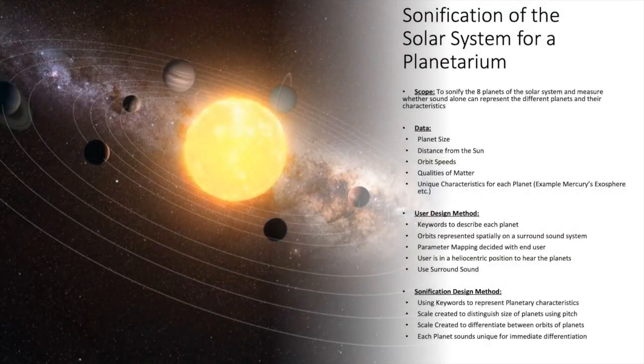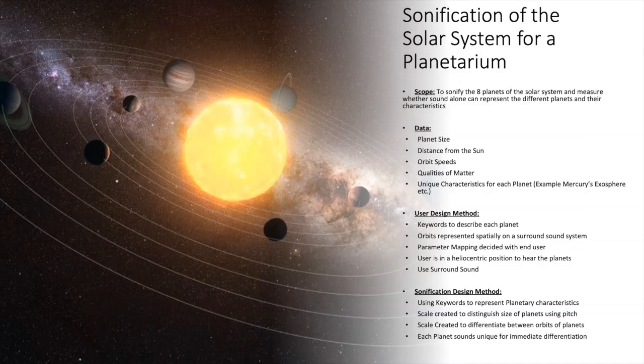So let's give some examples here. The first model built was of the solar system, where 8 of the planets were sonified and represented on a surround sound system. The planet size, its distance from the sun, orbit speeds, qualities of matter, whether it was rock or gas, and a unique characteristic for each planet were created based on the descriptions given by the end user, who was the director of the planetarium.